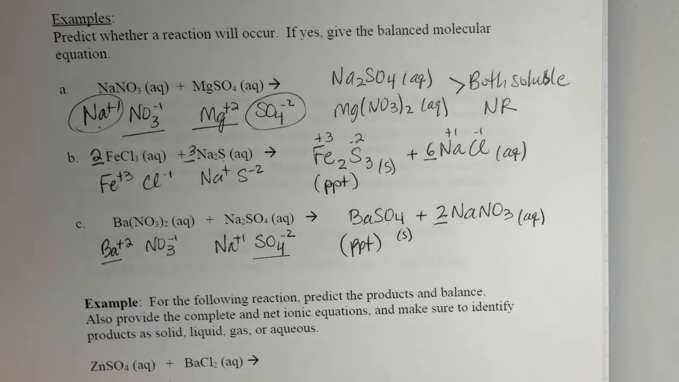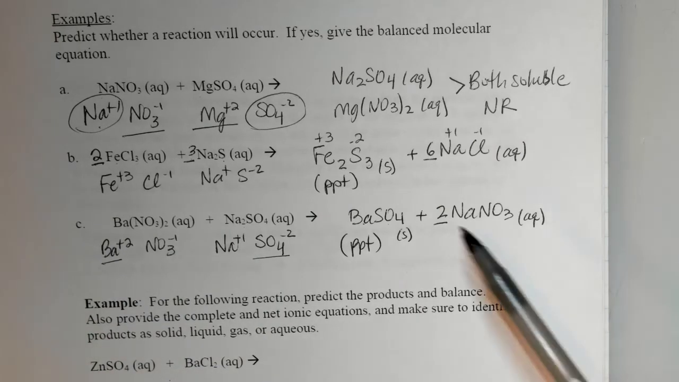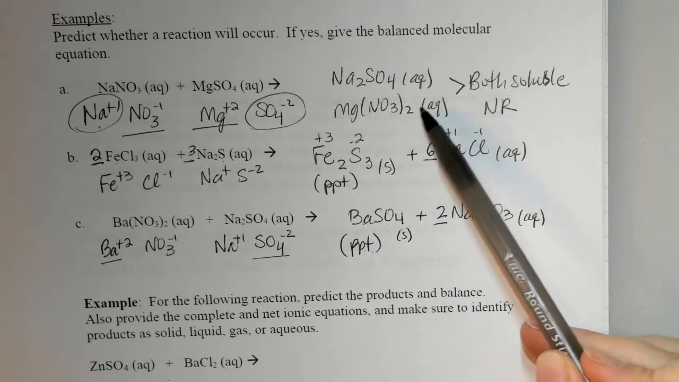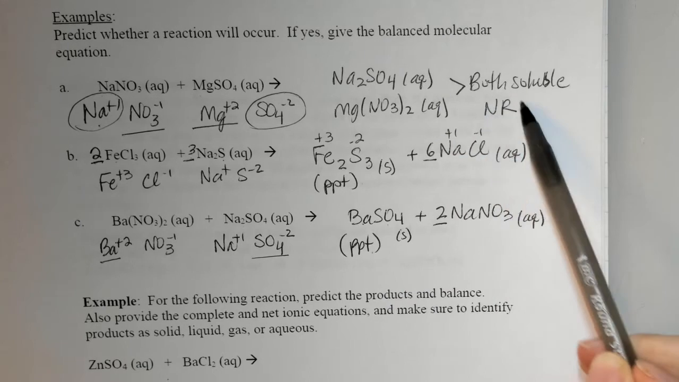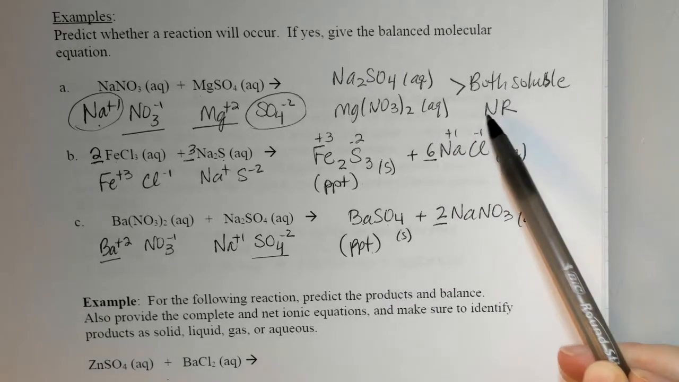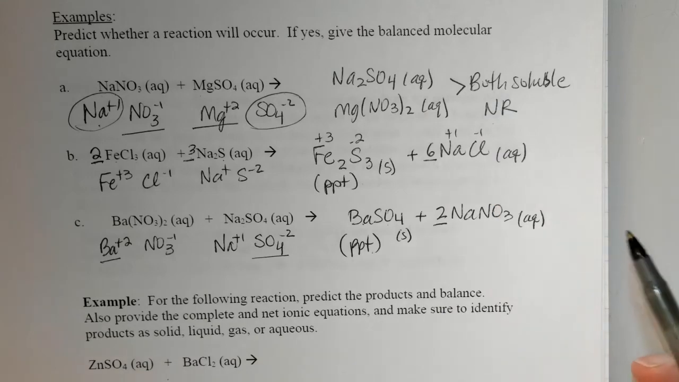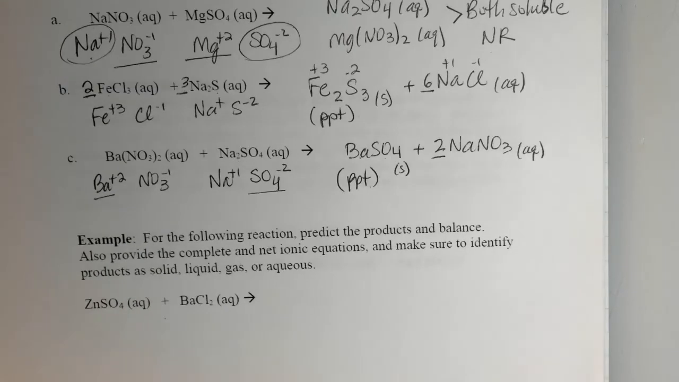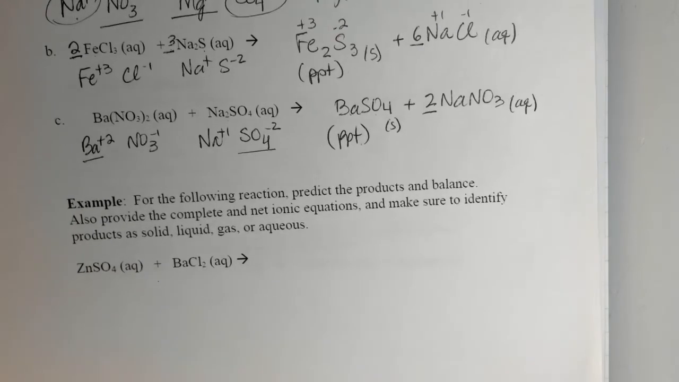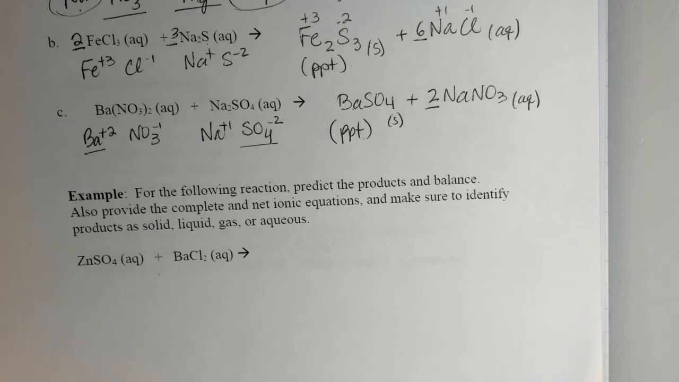All right, so in 2 of those reactions we would see a chemical change, B and C, but for A, no reaction would occur, so that would just be a physical process, just mixing solutions, no chemical change, no new matter formed. All right, now one more example here on the page. It says, for the following reaction, predict the products and balance. And then what we're going to do is provide the complete and net ionic equations.